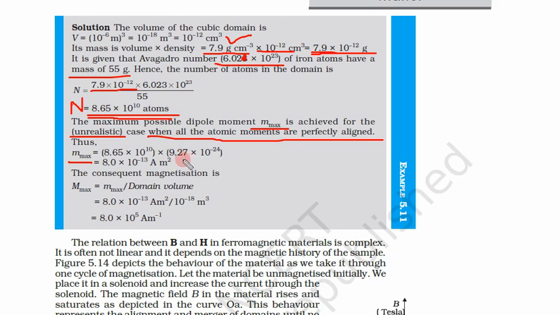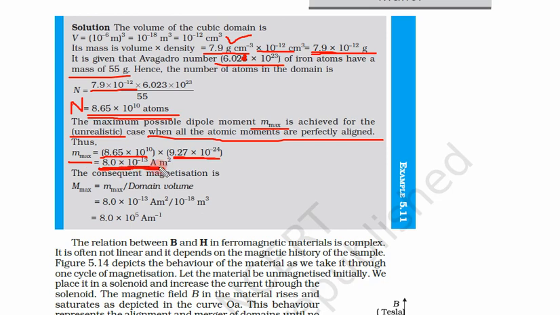So for a single atom, what was the dipole moment? 9.27 into 10 to power minus 24 ampere meter square. This is for a single atom. And how many atoms are there? There are 8.65 into 10 to power 10 atoms. So if we multiply it by the number of atoms, we get the total magnetic moment, and this is maximum because now we have assumed that all are aligned. That's why we are saying that all are contributing in the same direction.